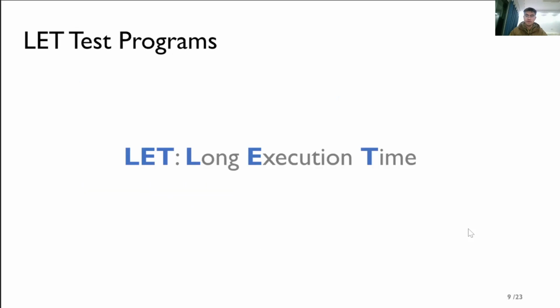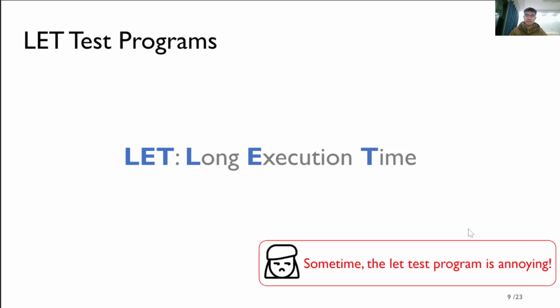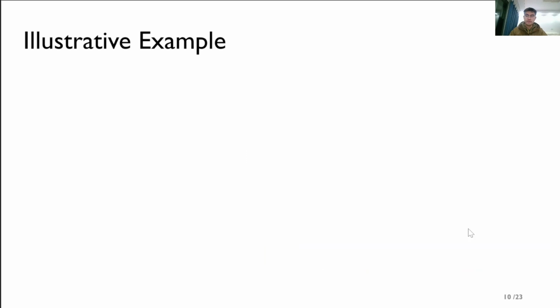In this study, we call the program corresponding to an executable that requires long time for execution, or even never terminates at all, a long execution time LET test program. Sometimes the LET test program is annoying. If we can accurately identify such LET test programs in advance during the testing process, the testing efficiency can be further improved. Now I'm going to show you a code segment generated by Csmith.